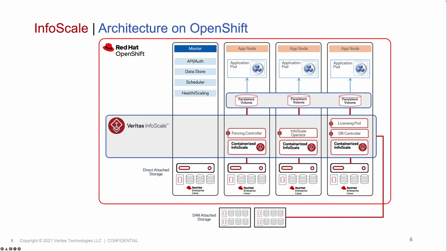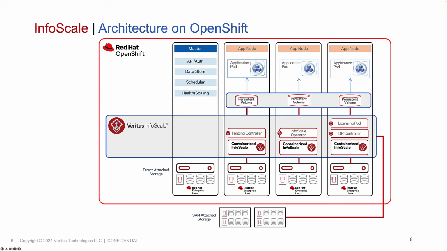Now, in OpenShift in particular, you'll notice that there's containerized InfoScale there, and our CSI plugin isn't shown on this, but it's still there. We also have that fencing controller that manages the fencing for all of these nodes. We also have an InfoScale operator, and that's going to tie in with the Red Hat OpenShift library to make sure that you're running the most up-to-date version of InfoScale, much like Kubernetes allows you to update Kubernetes itself or your applications on the fly. And we also have a licensing pod sitting in there to manage the licenses for InfoScale software.